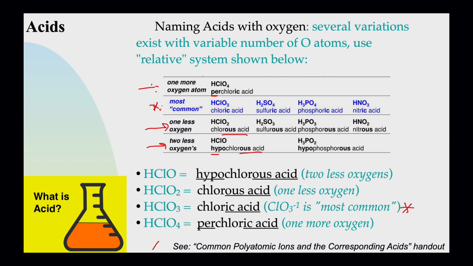There's a handout that I would ask you to look at. It's called Common Polyatomic Ions and the Corresponding Acids, and it talks more about how to find the base or the most common form of these things, and it also gives some hints. Now, we just went through the chlorine example, but you can see there's also similar things for sulfur. So sulfuric acid is the most common. Sulfurous acid, which isn't as common, has 1 less oxygen. And nitric acid is most common with nitrogen, but there is a nitrous acid, phosphoric, phosphorous, hypophosphorous acid, etc.